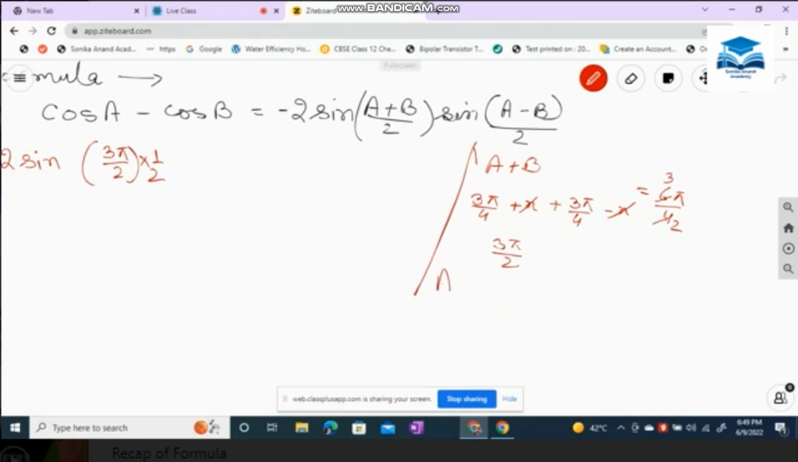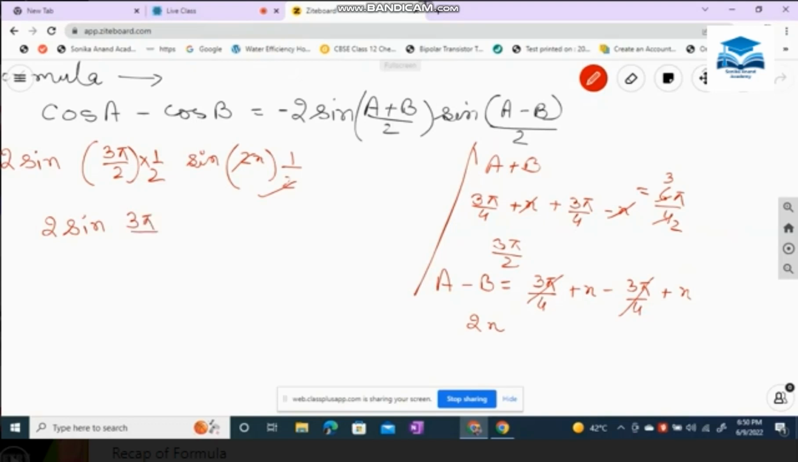Now we have to find A minus B by 2. If we find A minus B, it is equal to 3 pi by 4 plus x minus 3 pi by 4 minus minus plus x. It gets cancelled. We get 2x. So it becomes sine 2x upon 2, that is 1 by 2. 2 and 2 get cancelled. So we get minus 2 sine 3 pi by 4 into sine x along with the minus sign.